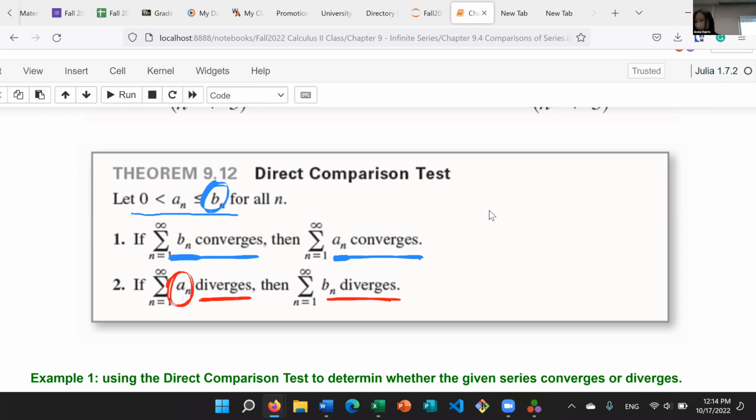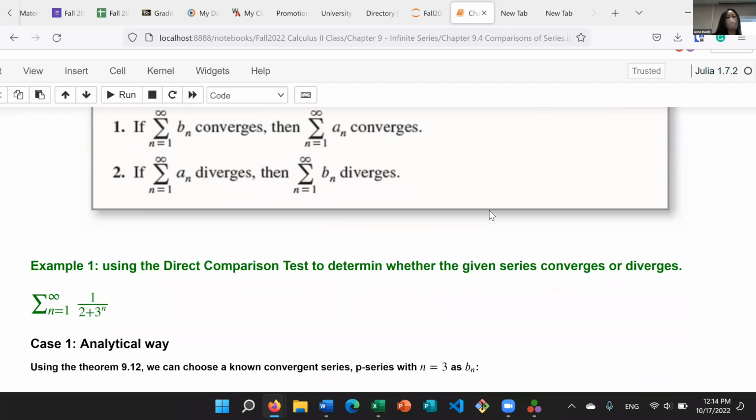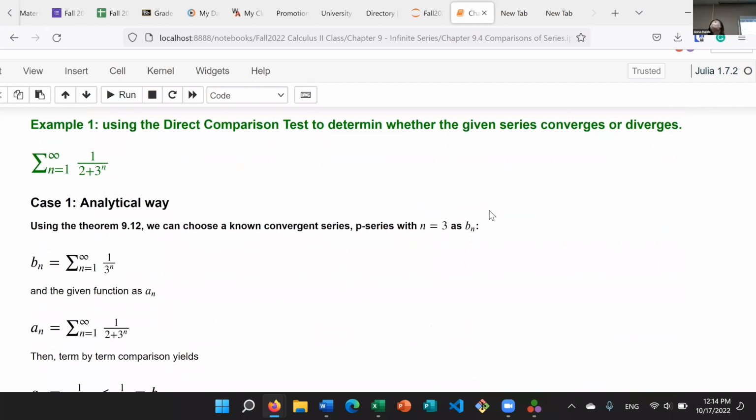All right, now let's look at the example. This is another thing you need to know. When I give you a series, you need to think about which one you can compare to. I gave you this problem: 1 over 2 plus 3n. Can I use a geometric series, a p-series, a telescoping series, or should I do the integral test? You need to think about it.